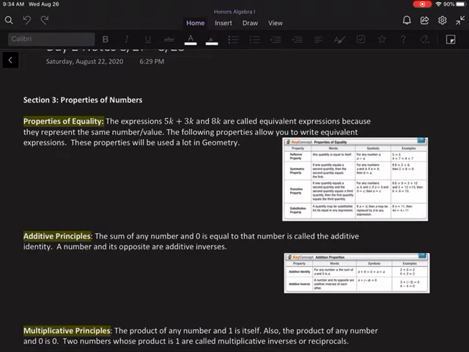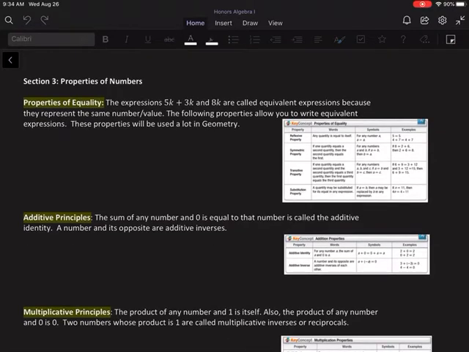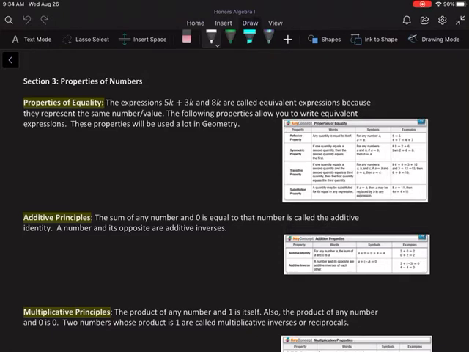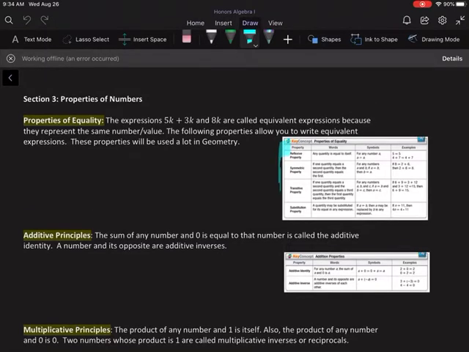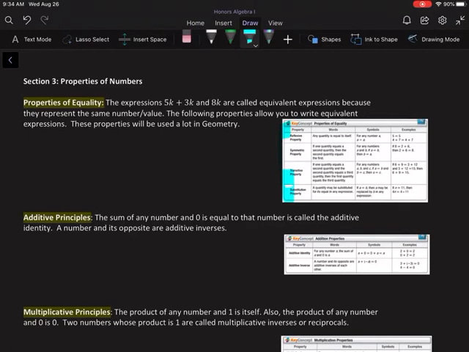So section 3, properties of numbers. We use these properties of numbers all the time, but we don't ever identify specifically what's going on. So the properties of equality, we probably won't be using much of these up here, but you definitely use a lot of those in geometry, okay? So these right here, we don't use very often. We do, but we don't even know it, right?